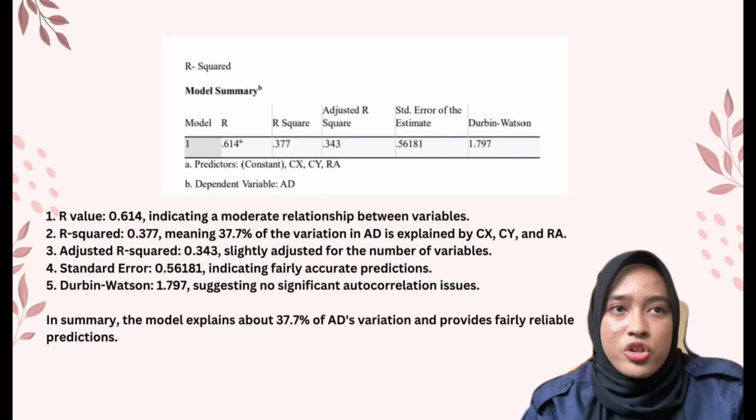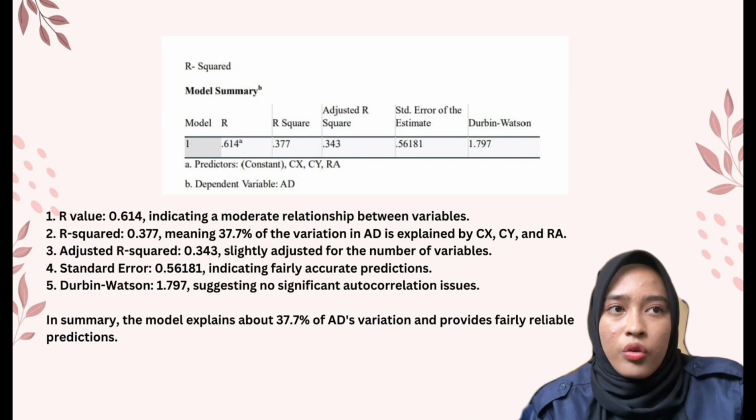For R square, the table shows how well the independent variables CS, CY, and RA predict the dependent variable AD. The R value of 0.614 indicates a moderate relationship between the variables, while the R square value of 0.377 means that about 37.7% of the variation in AD can be explained by CS, CY, and RA. The adjusted R square of 0.343 is slightly adjusted for the number of variables in the model. The standard error of the estimate is 0.561181, showing that predictions are fairly close to actual values.